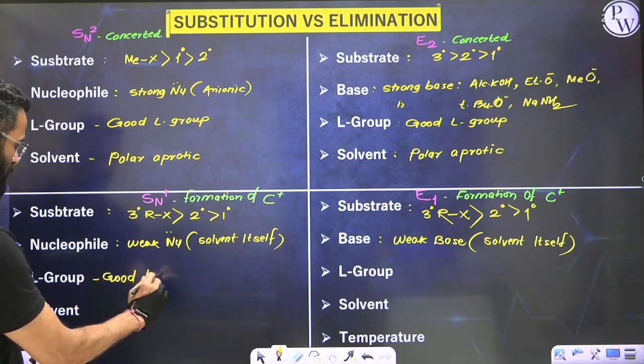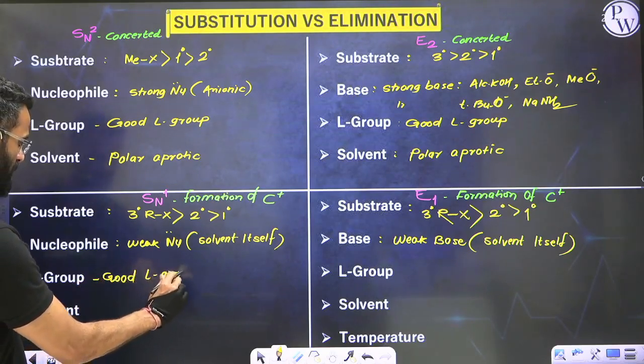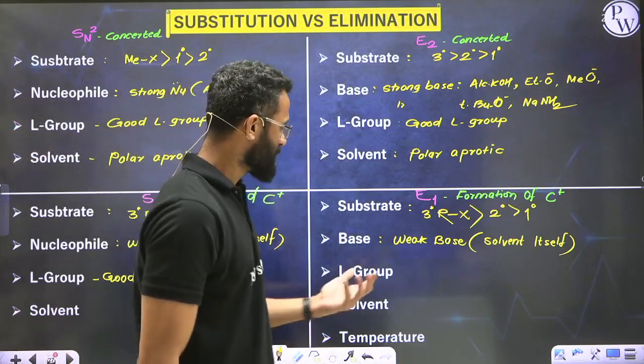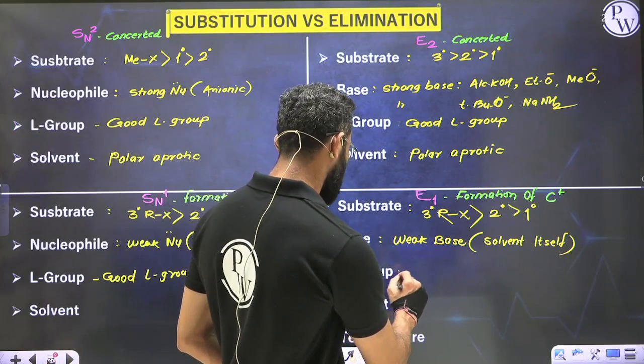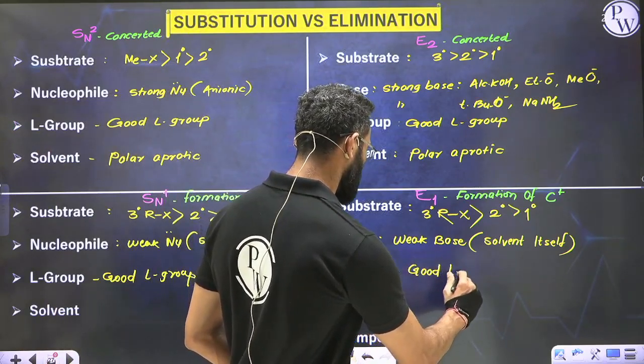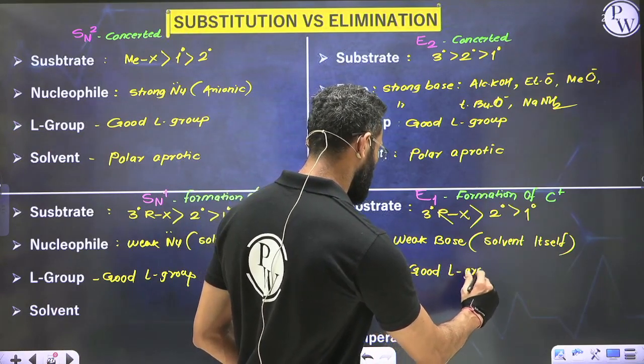Leaving group, as we have said, has to be always a good leaving group. A good leaving group will favor SN1 because you want the carbocation to be formed faster. Similarly in E1, there is involvement of formation of a carbocation, so this also has to be a good leaving group.